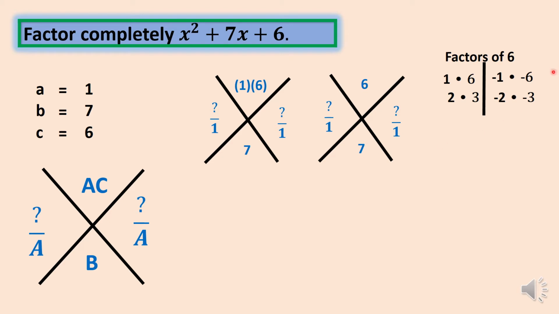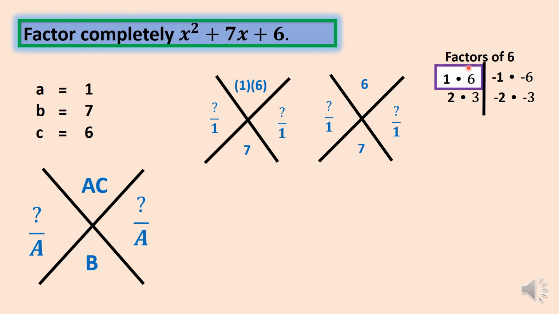So for example, when we check this, negative 2 plus negative 3, the result is negative 5. Okay, so that's not what we are looking for. And then for negative 1 plus negative 6, the answer is negative 7. But we are looking for positive, so it's not this either. So 2 plus 3, okay, that's 5. Then the last one is 1 plus 6. Okay, so the answer is positive 7. So meaning, these are the factors we are looking for.